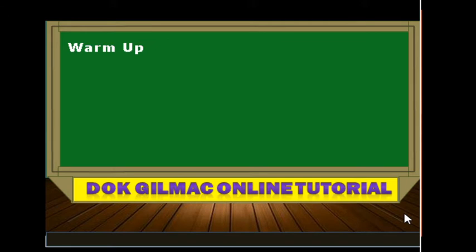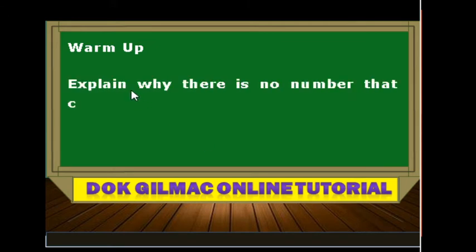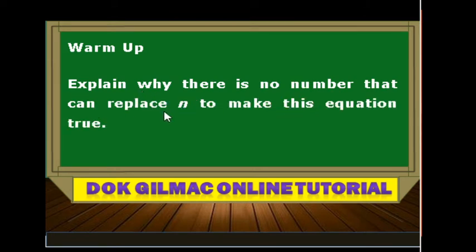Now, let's have another warm-up exercise. Explain why there is no number that can replace n to make this equation true. The absolute value of n is negative 4.